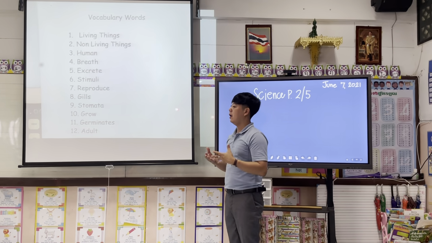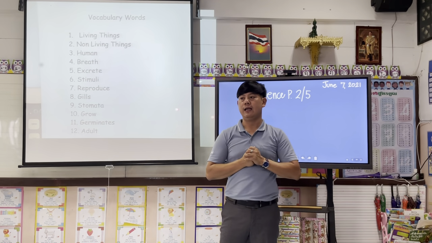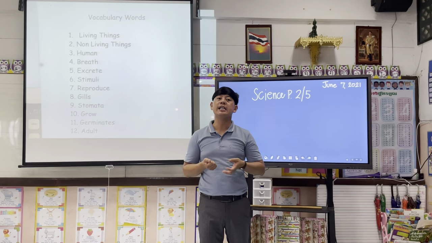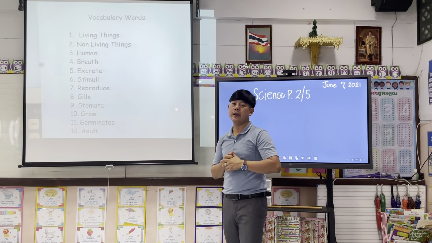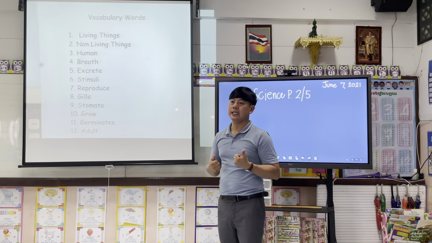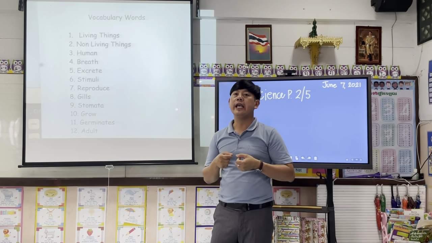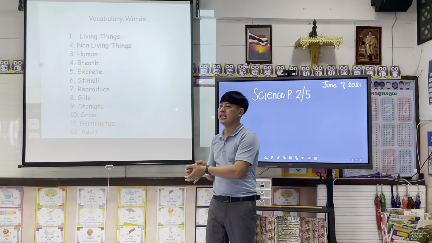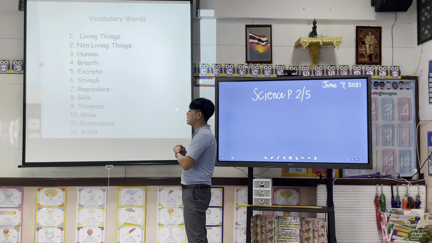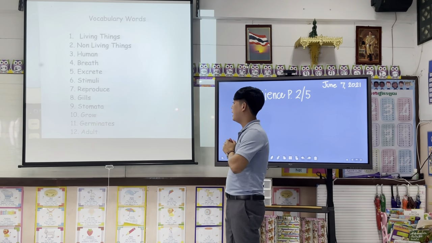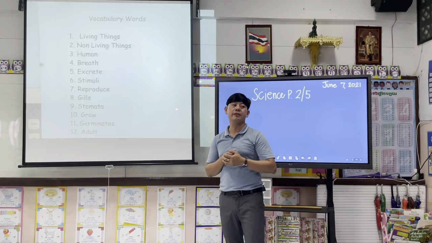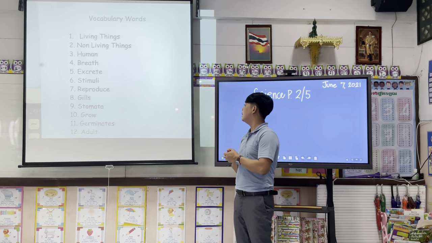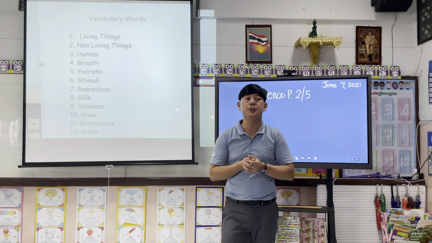Breath. Living things can breath. Excrete. As living things, we excrete waste material. For example, when we are playing outside, working hard, we sweat. Excretion, some body fluid comes out from our body. Another example is when we are urinating. Next, stimuli. Stimulus or stimuli means a response. Reproduce. Living things can reproduce. Animals giving birth, human giving birth as well, while plants reproduce through seeds.